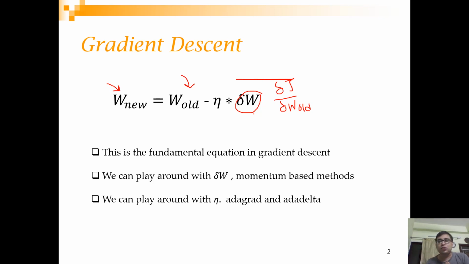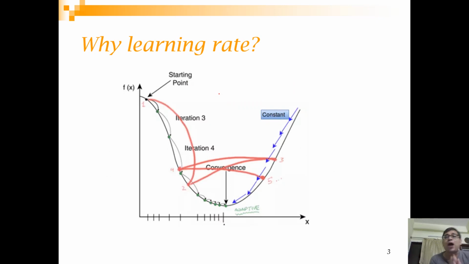Another parameter that you can evidently understand we can play around with is this learning rate. So that is the motivation of our AdaGrad optimizer. Now you might question why do we really need to change the learning rate?